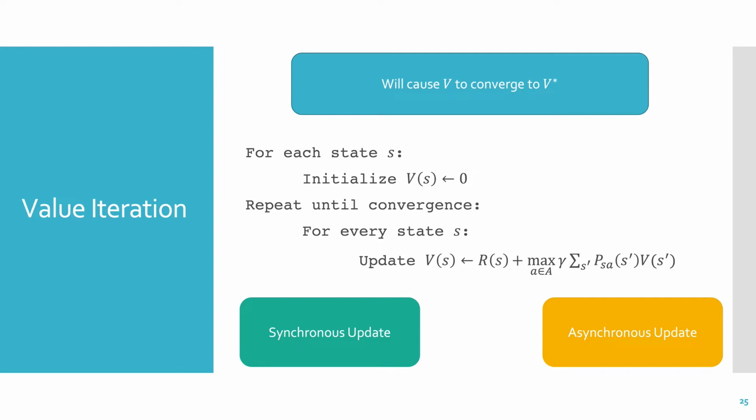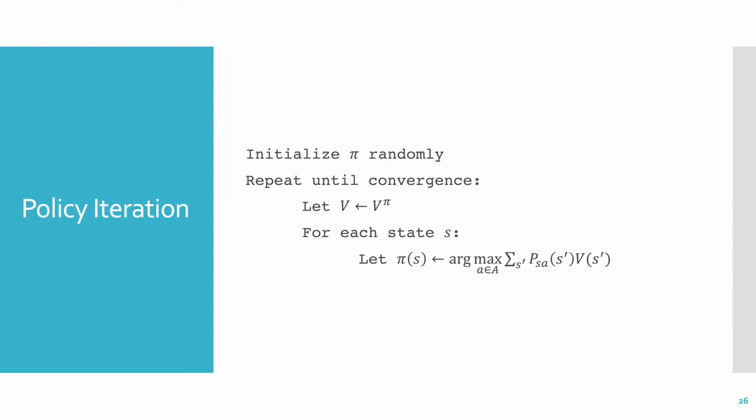Policy iteration is like this. First, we initialize the policy randomly, and then we repeat the following until convergence. We let our current value function be the value function described by our current pi. And then for each state S, we calculate the action using our equation from a couple slides ago.